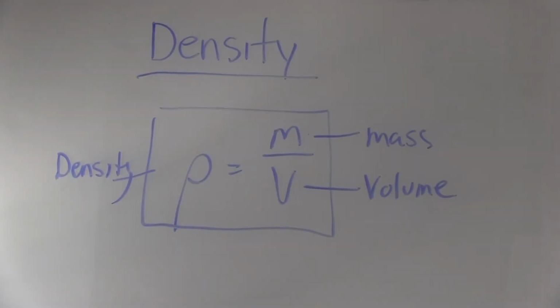An important property of fluids, and in fact a defining property of all matter, is density. Density is defined as rho, our Greek symbol for density, equals m divided by v, mass divided by volume.